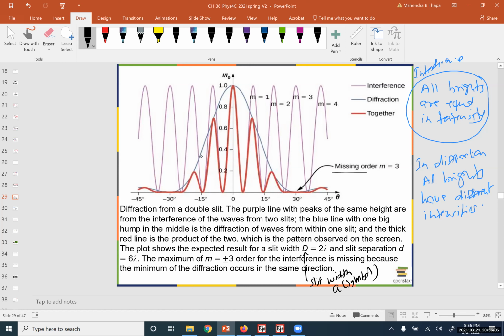So that's the region that we cannot see, the missing order m equals 3. You see this color is for the interference, that color is for the diffraction, and this red one is the total effect.